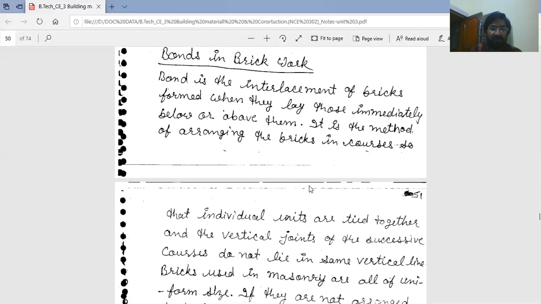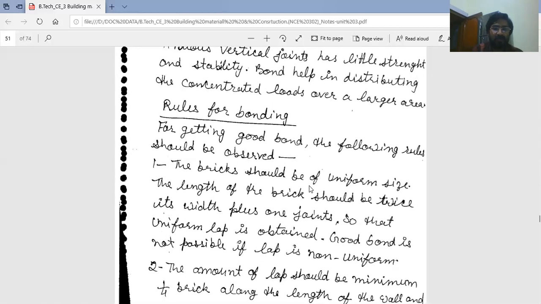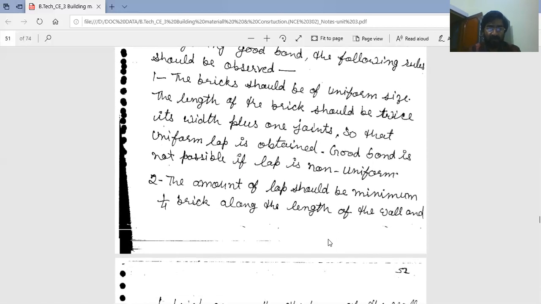Bonds in brickwork. Some rules for bonding. For getting good bond, the following rules should be observed. First, the bricks should be of uniform size. The length of the brick should be twice its width plus one joint, so that uniform lap is obtained. Good bond is not possible if lap is non-uniform. This is the first rule or condition for good bonding.